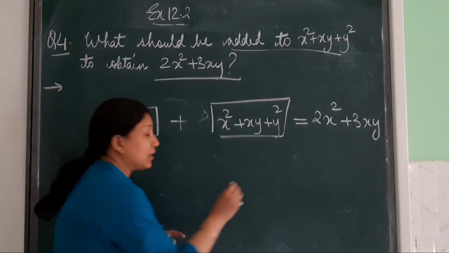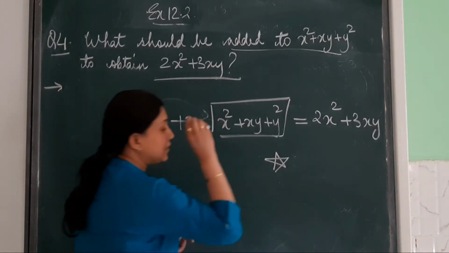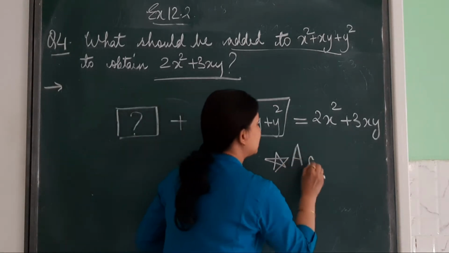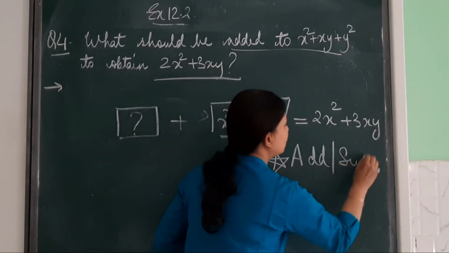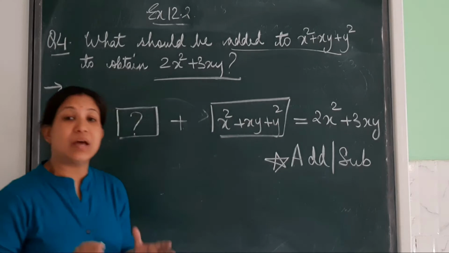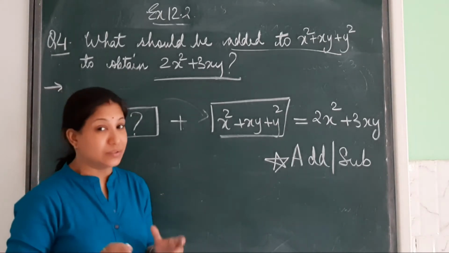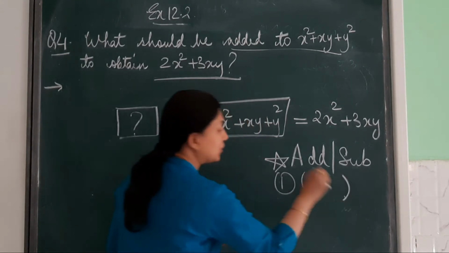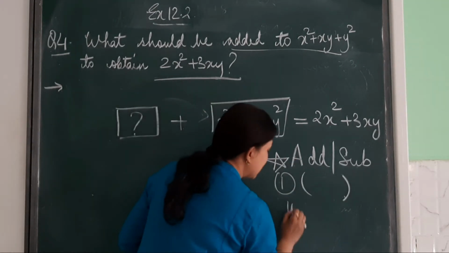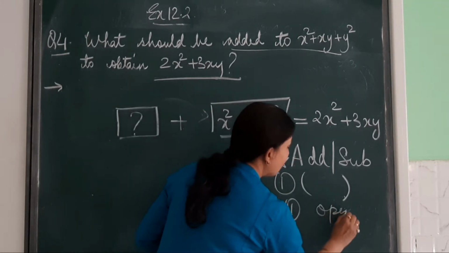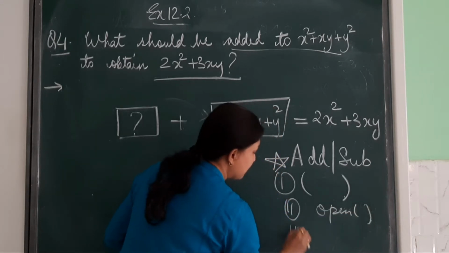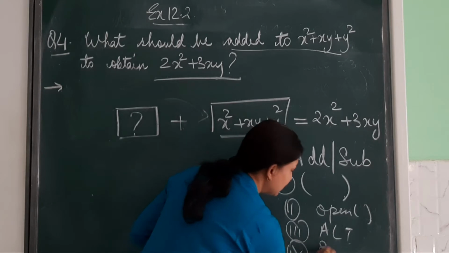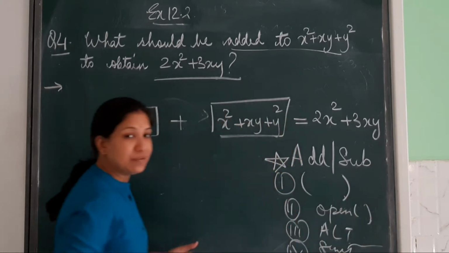So first thing is, again recall yesterday's session. We have discussed in detail that if we want to add or subtract algebraic expressions or terms, what should we do? First step is to put the bracket. Second step is you will open the bracket. Third step is arrange them in like terms. Fourth step is you will simplify.